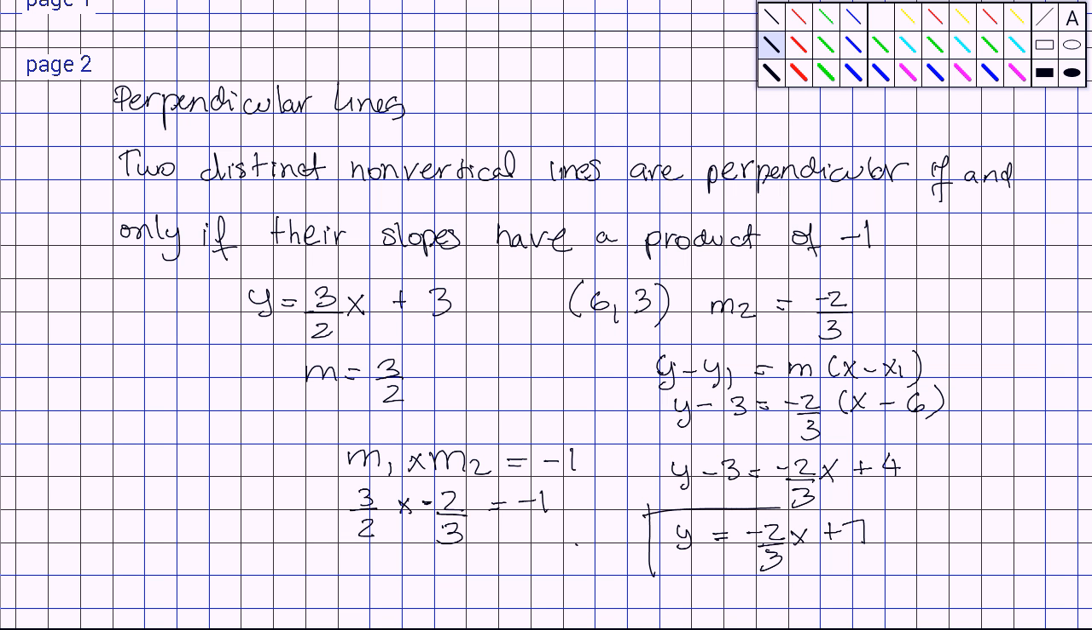So now I have found that the equation perpendicular to the line y equals 3/2 x plus 3 is given by the equation that we just found. And if we look at the product of the two slopes, that equals -1, and that ensures that we do have a perpendicular line.